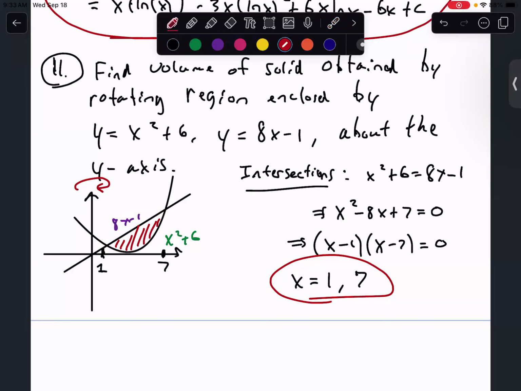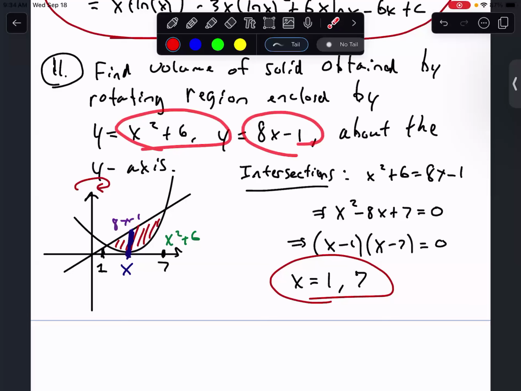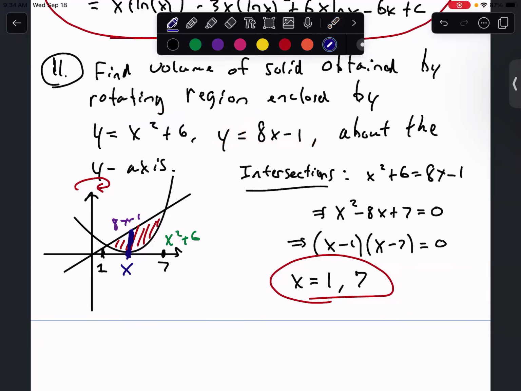This is a useful thing to draw. You usually want to choose a random value x between 1 and 7 and think about what the cross section is going to look like. Because the cross section is parallel with the axis of rotation, we should be using the shell method. You can also think in terms of, we have functions in terms of x, and we're rotating about a vertical axis, so it should be the shell method, however you want to think about it.